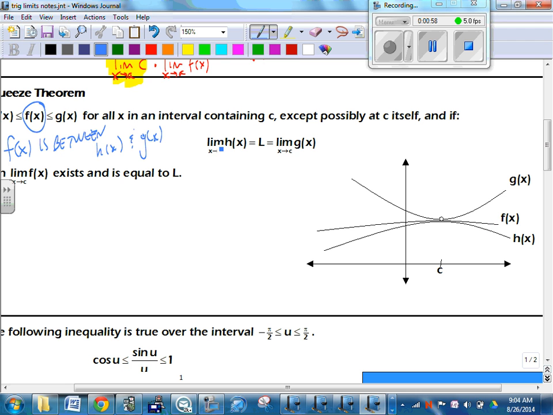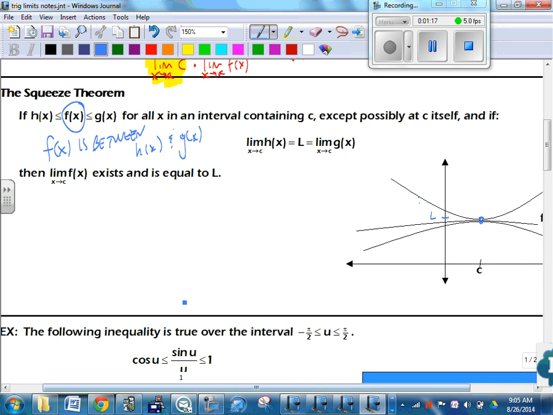Well, it says that if the limit of h of x and the limit of g of x as x approaches c is L, so like the graph's a little bit off, but they should all kind of be coming together here. If the limit of these two outside functions are both L, then it means that the limit of the one in the middle also has to be L. Right? If it's in between those all the time, or equal to, and both of these have the same limit at this point, well, the limit of the one in the middle has to be the same.